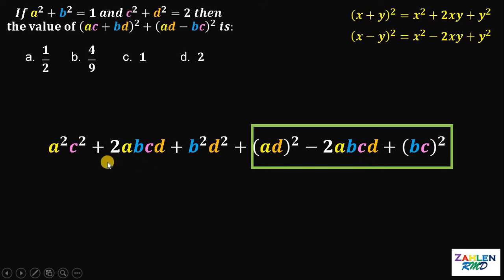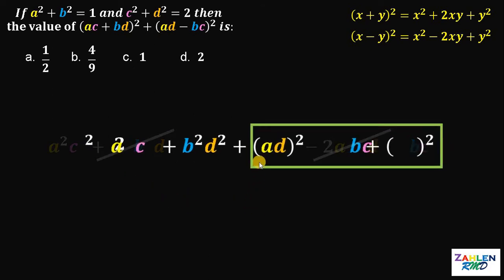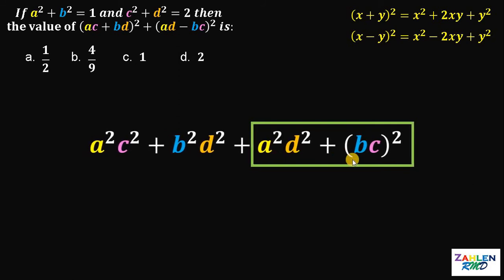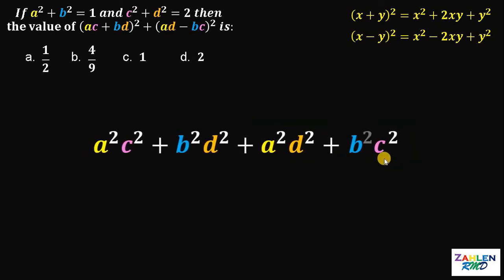Now, take note that we have positive 2abcd on this side. Therefore, we can immediately cancel out these two terms. Thus, we have (ad) squared plus (bc) squared. Now, we know that (ad) squared is just a squared times d squared, and (bc) squared is just b squared times c squared.